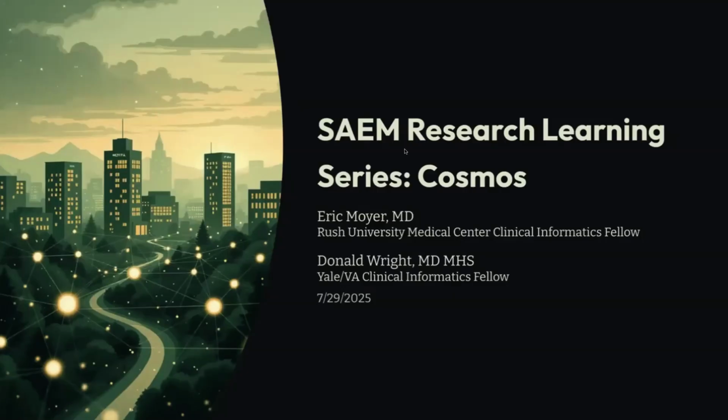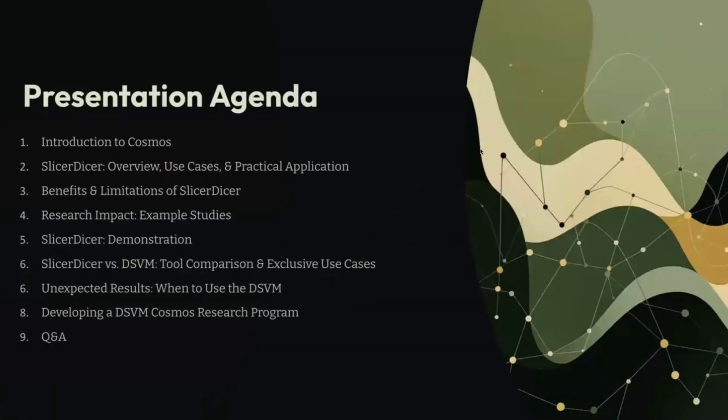And today we're going to be talking to you about Cosmos, which is a cool emerging research tool. So this is our agenda for today. I'll do the first half talking mostly about Slicer-Dicer, and then Don will come in later and talk about the DSVM. We'll start with an introduction, as while some people here might be very familiar with Cosmos, there might be some who have never heard of Cosmos at all. So we're hoping to give a little background, talk about Slicer-Dicer within Cosmos, the benefits, limitations, some example studies that I've been a part of, as well as a pseudo demonstration, and then we'll transition over to more discussion about the DSVM with Donald.